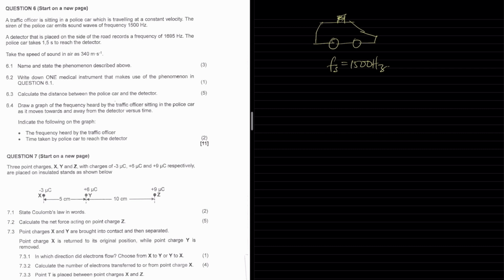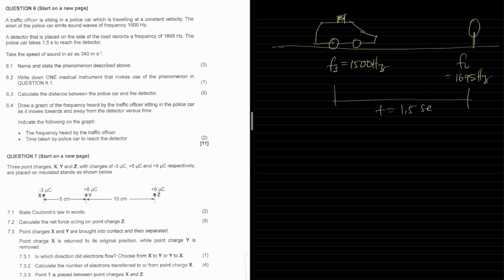A detector placed on the side of the road records a frequency of 1695 Hertz. So if that's the road, there's a detector here, that's the listener, and the frequency is 1695 Hertz. The police car takes 1.5 seconds to reach the detector, so time is equal to 1.5 seconds. So we'll skip 6.1 and 6.2. We'll go straight to 6.3, which says calculate the distance between the police car and the detector.